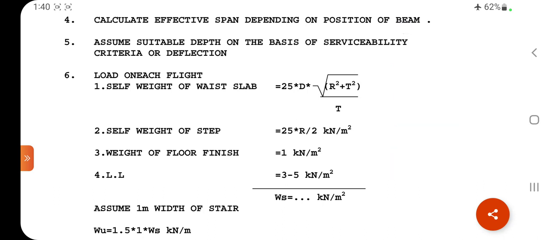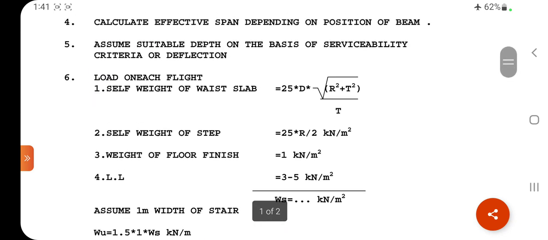Then the next is the self weight of the step, which is equal to 25 into R upon 2, which is in kilonewton per meter square. Then the third is the weight of floor finish load, which is equal to 1 kilonewton per meter square. And the fourth is the live load acting on the flight, which is equal to 3 to 5 kilonewton per meter square.